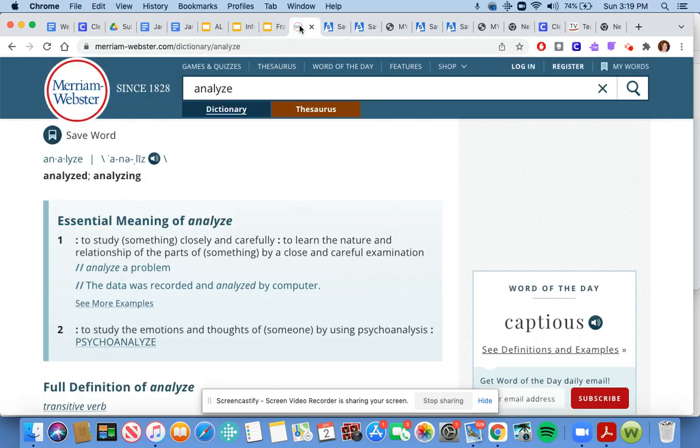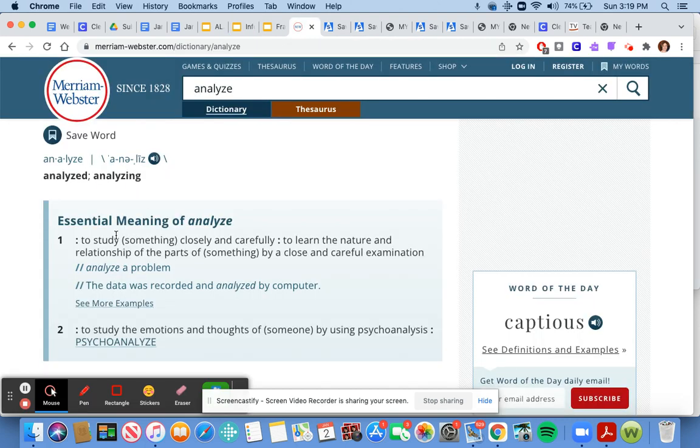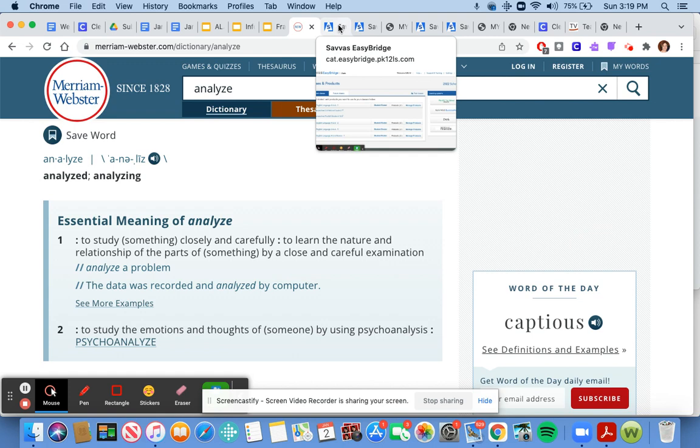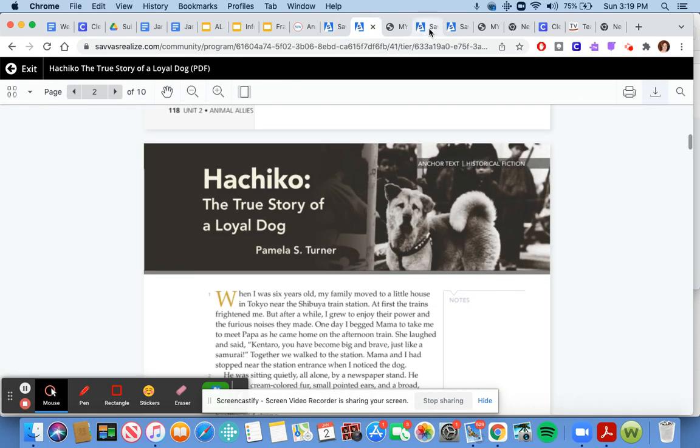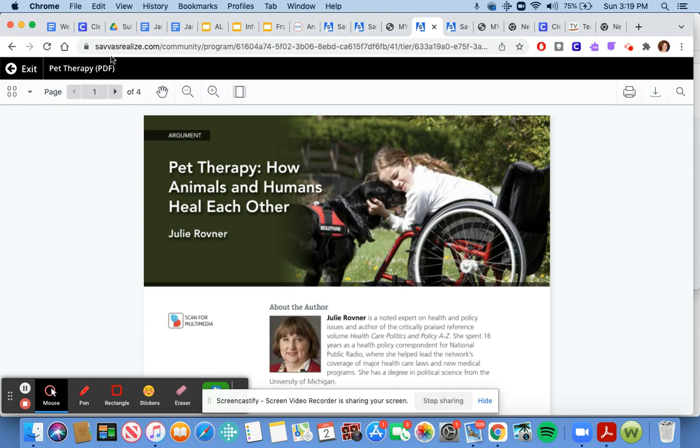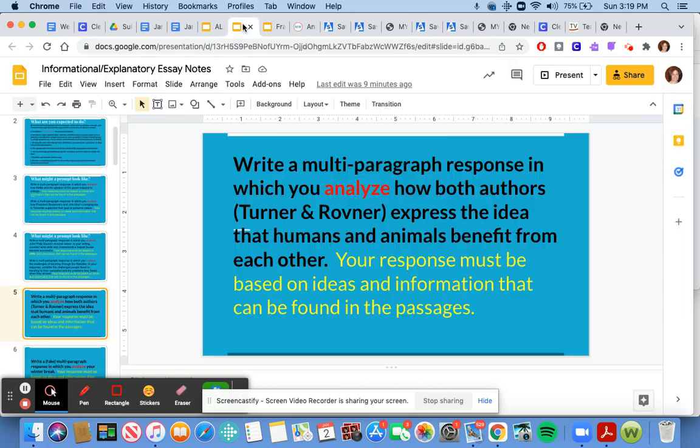So when I look at the word analyze, it says to study something closely and carefully, to learn the nature and relationships of the parts of something by a close and careful examination. So we have to really analyze and examine closely these two passages, Hachiko and Pet Therapy. And we have to look at the relationships and how the authors write. And we're going to be looking at how they both present the idea that animals and humans benefit from each other.